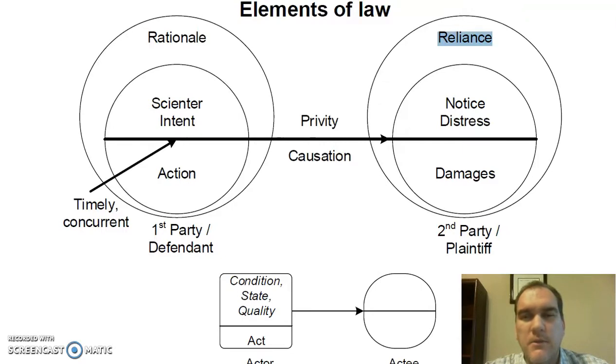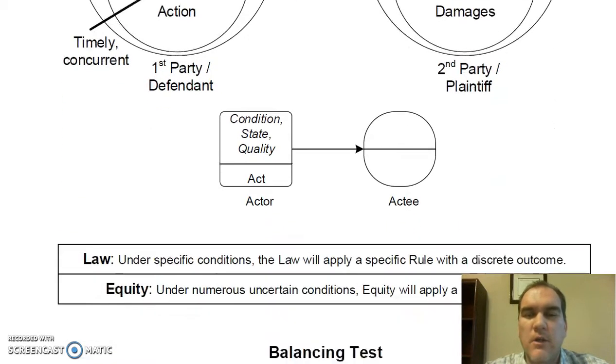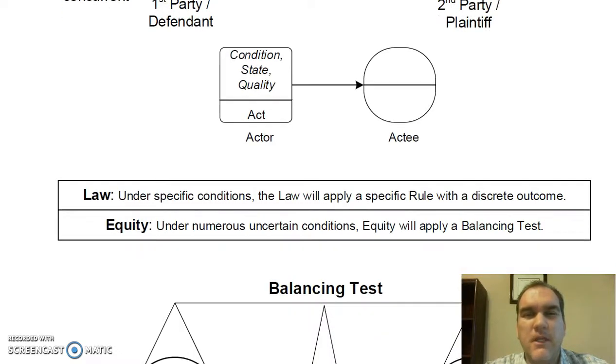Okay, so those are the elements of the law in general. Here's just a simplified diagram of the same thing. An actor causes something to be performed on the actee, or the receiver of the action.